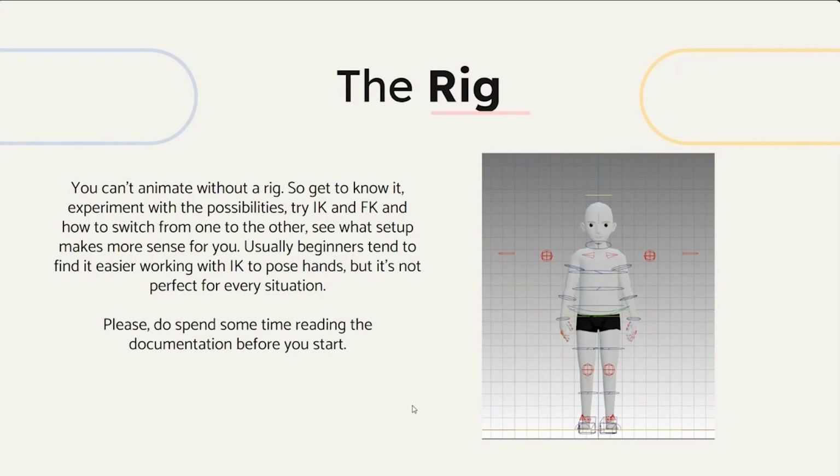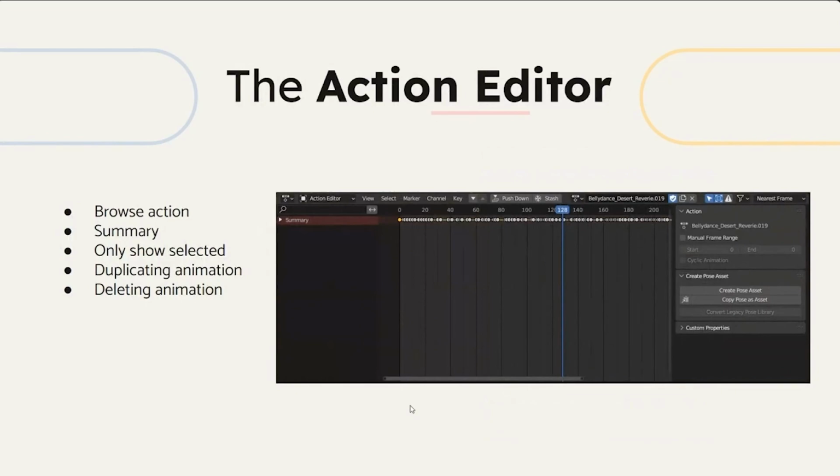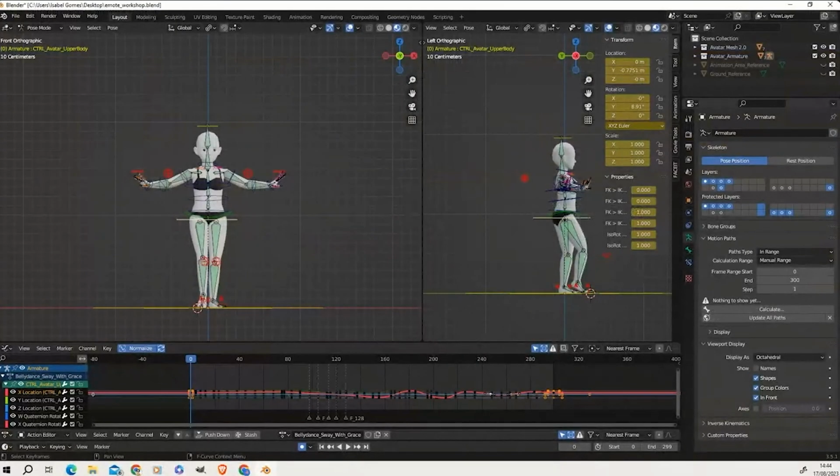So let's move on to the action editor, and I'm going to show you in Blender how it works. You're going to see the browse action, which is this option in here, but I'm going to show you in Blender. The summary only shows selected, duplicating and deleting animations. So let's move to Blender.